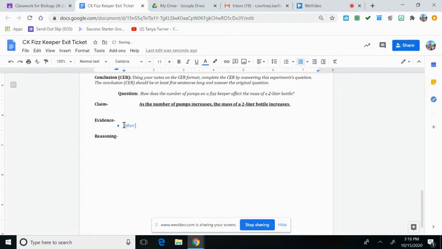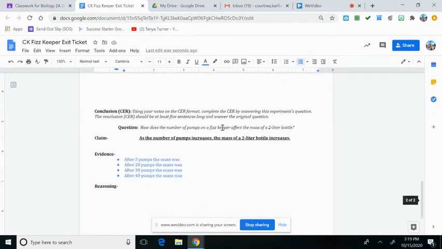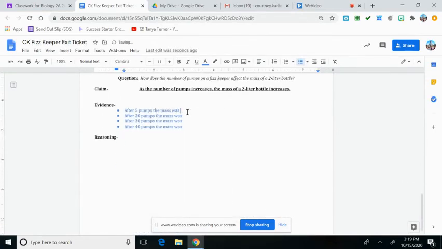So after 5 pumps, the mass was, and I want you to write out the mass. After 20 pumps, the mass was, and then your job is to go back into your data table here where you took the data and plug in some of these numbers. So I know it was like 76 something, but you have to fill that out.